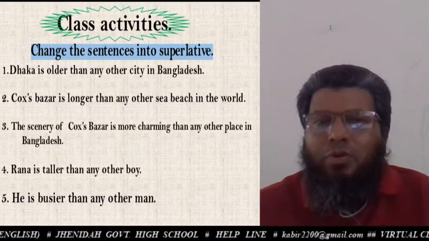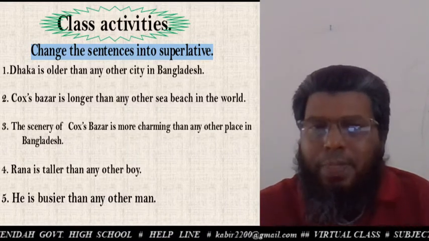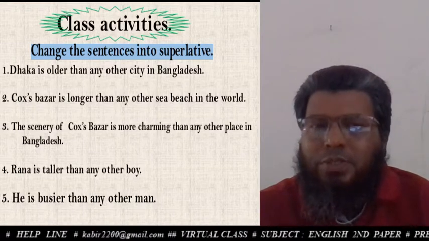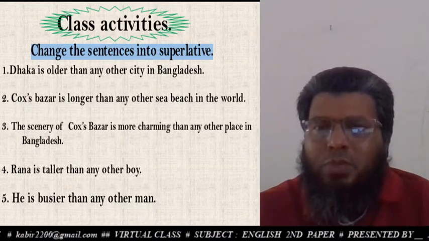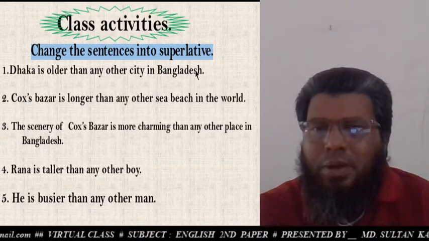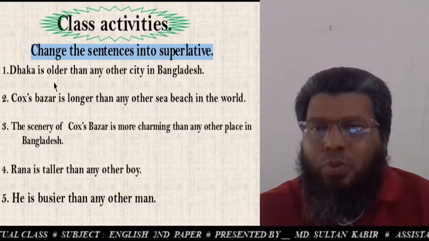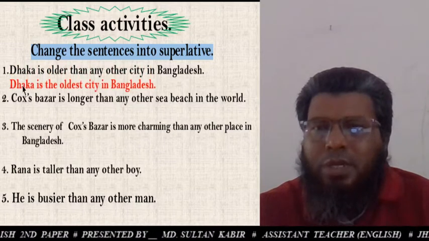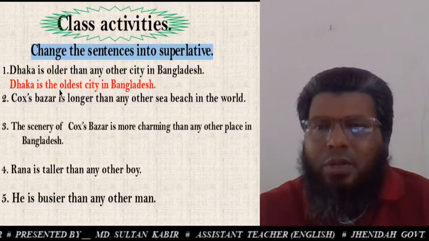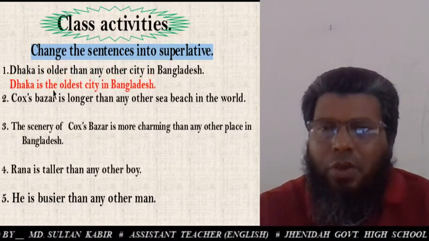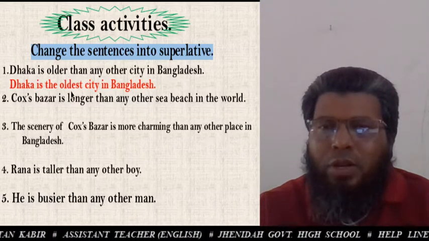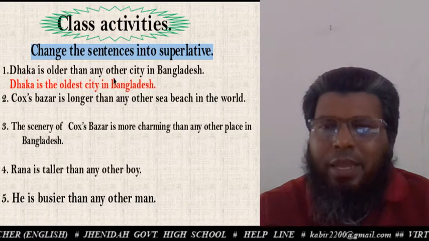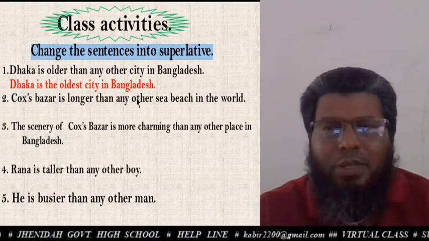Okay, dear learners, I hope you have copied all the sentences. Now look at the answer of the first sentence here. Dhaka is the oldest city in Bangladesh. Here, than any other. So we'll write down the subject and the verb here. So subject Dhaka and verb is. And then we have added here the, and the superlative form of older is oldest. And then the words after than any other: city in Bangladesh. Okay.